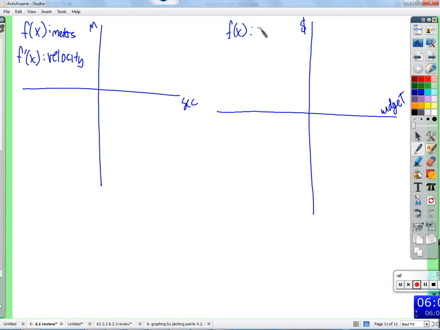So, if this is measuring dollars, then what is f prime measuring? Cost per widget. The cost per one widget.